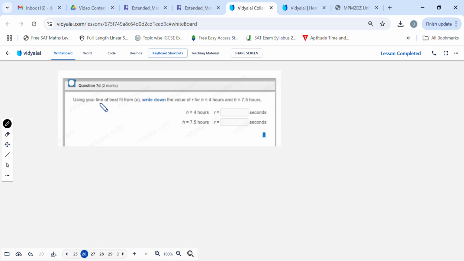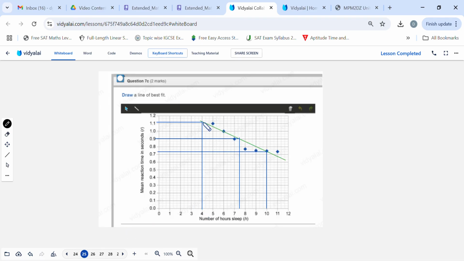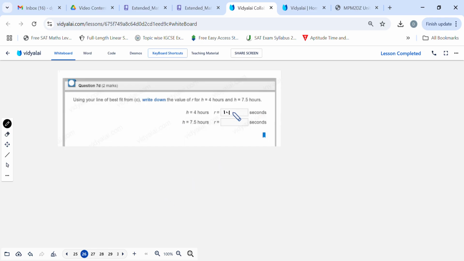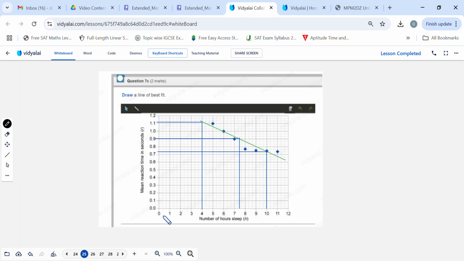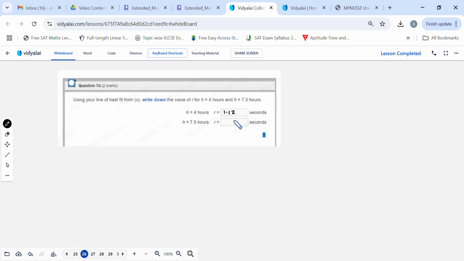Now use your line of best fit and write down the values for R when H is 4 and when H is 7.5. So when H is 4 hours, from the line of best fit we can see that the value of R will be 1.12, and when H is 7.5, using the line of best fit, the value of R will be 0.9 seconds.